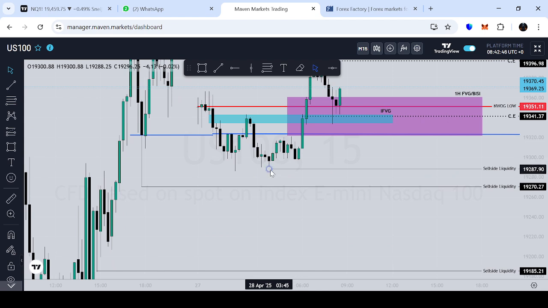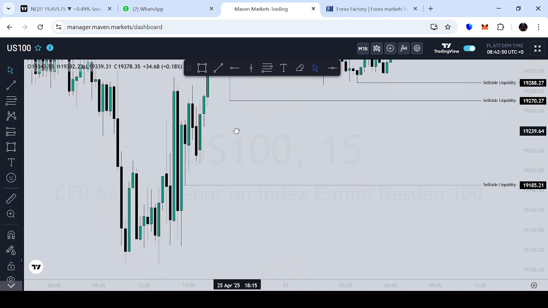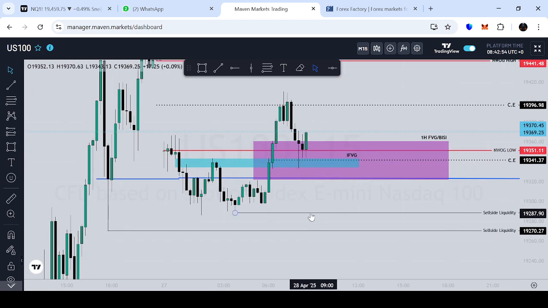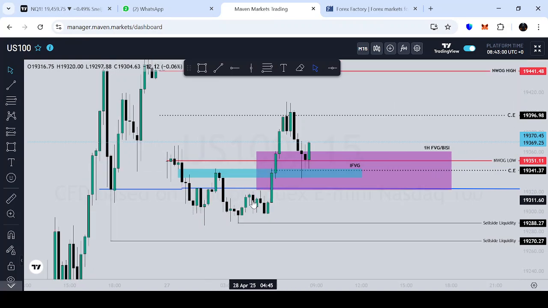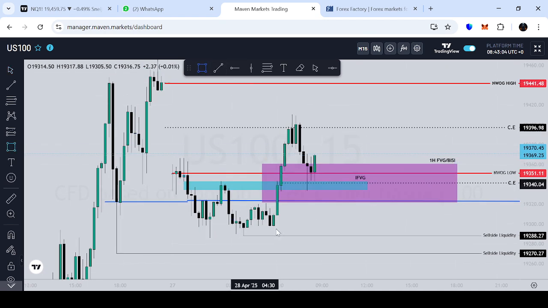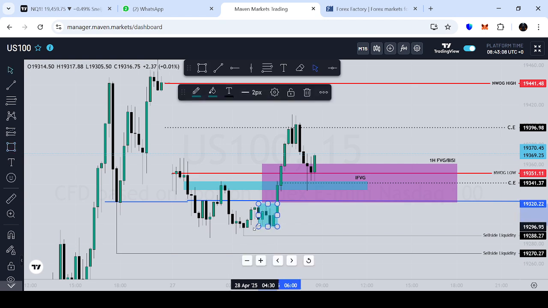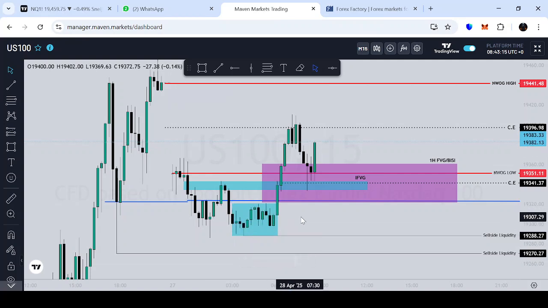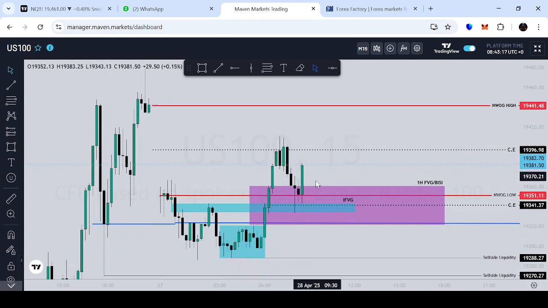We have sell side liquidity resting below. So we could see price taking the sell side liquidity. We have a small consolidation here. This is the consolidation for this movement here. A little consolidation here. That's the consolidation, and you have a pull up here.